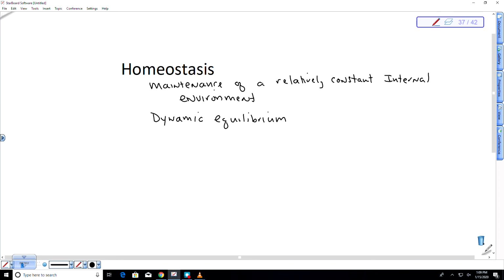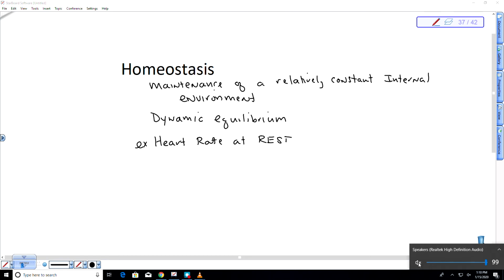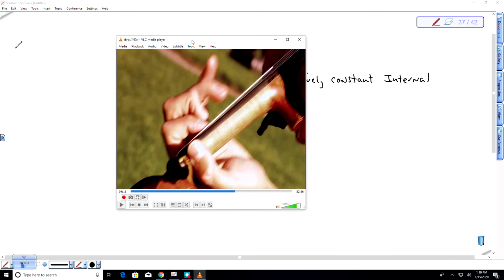So we're going to look at a video, and then we'll take a break. But the video talks specifically about heart rate at rest. So an example of this is heart rate at rest. And this is only like a 5-minute video, so you want to really think about how this is an example of a dynamic equilibrium. So they're taking heart rate over long periods of time.